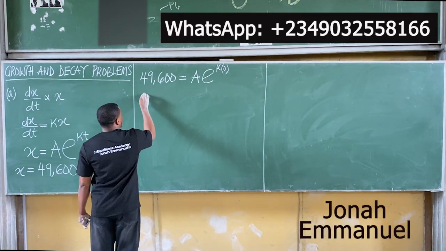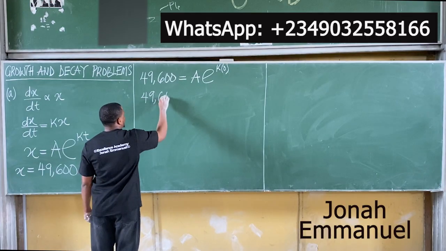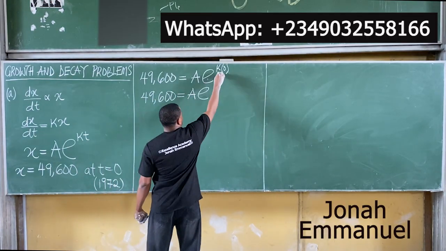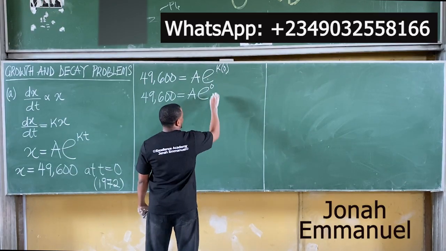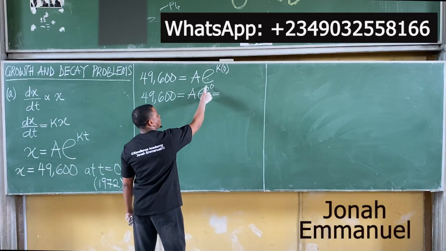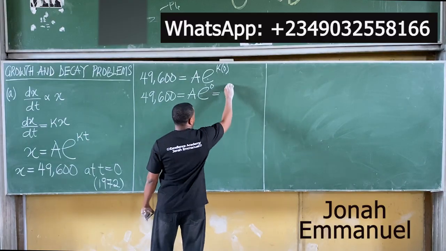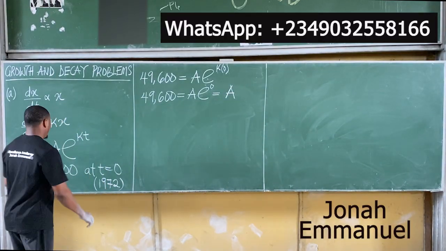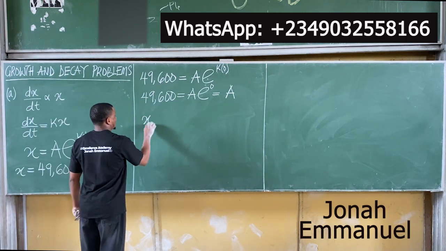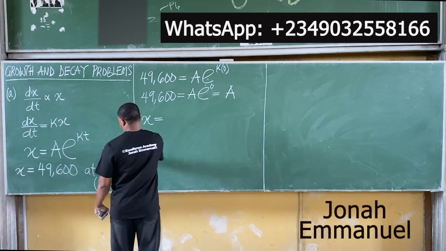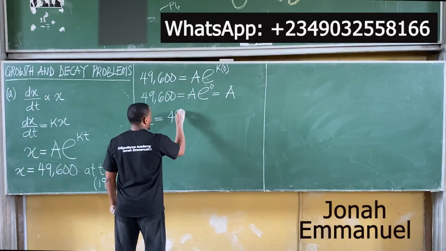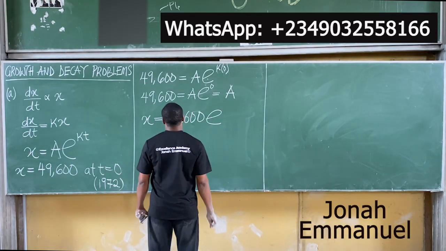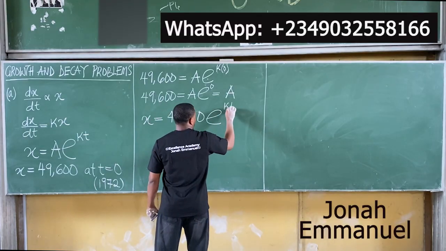From here we have 49,600 equal to A times exponential 0. K times 0 is 0, and exponential 0 is 1. 1 times A is A. I've gotten A to be 49,600. That means this equation is simply x is equal to 49,600 exponential Kt.